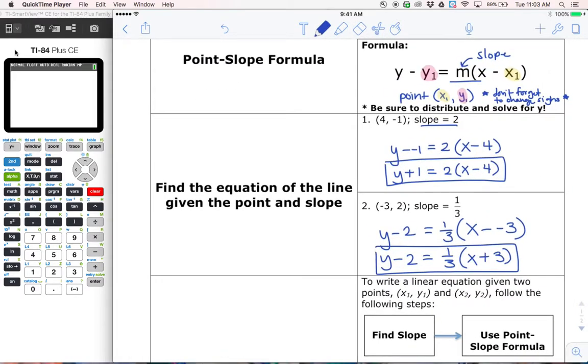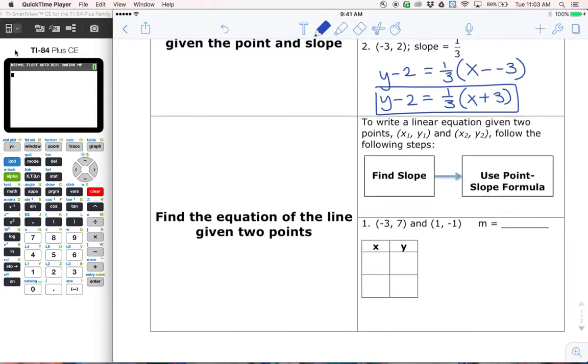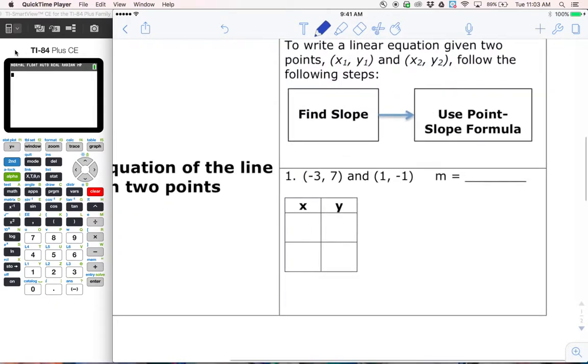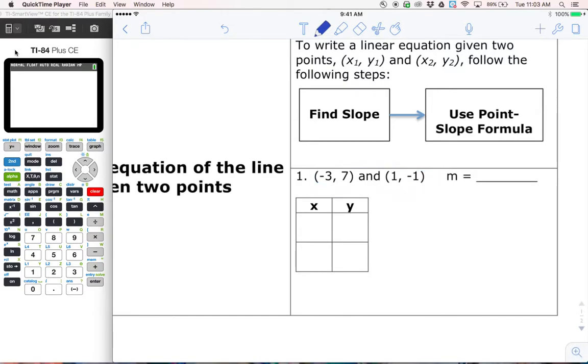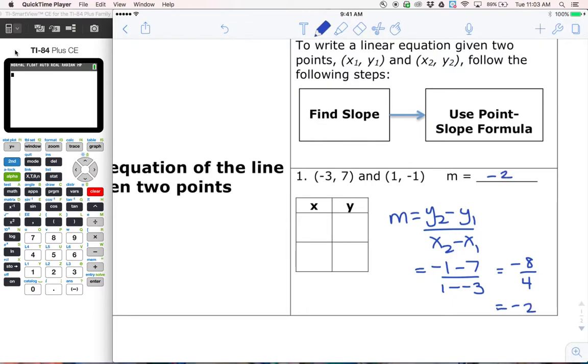Let's look at the last one. What if they don't give us the slope? What if they just give us points? All right, well, if they just give us points, then we can find the slope. Right, guys? We can find the slope. What is the slope between these 2 points? Well, we can use our formula, right? We know m is equal to y2 minus y1 over x2 minus x1, which means we've got -1 minus 7 over 1 minus -3. Okay, well that's going to be -8 over 4, which is -2. So my slope is -2.